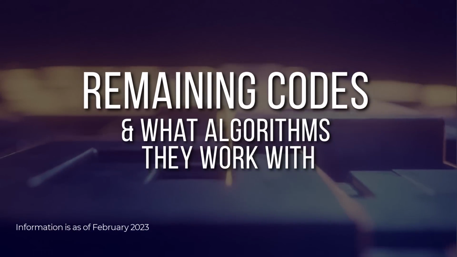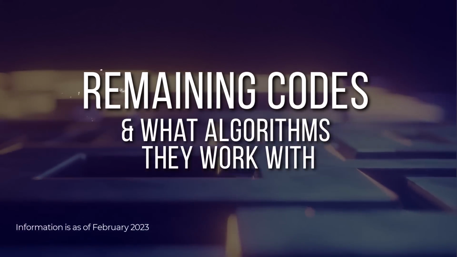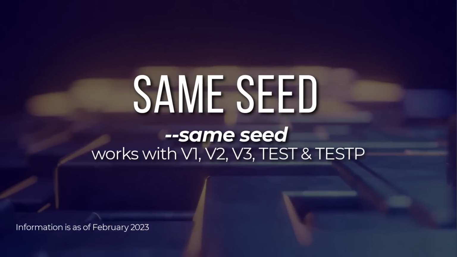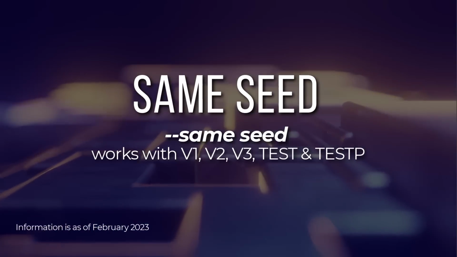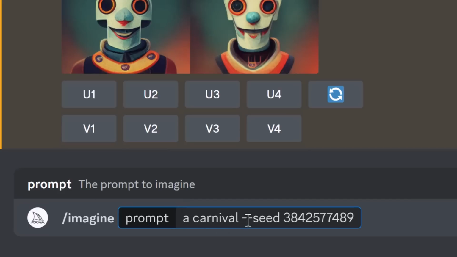So now we're going to explore the codes that don't work with every algorithm. And we're going to start with --sameseed, which works on version 1, 2, 3, as well as test and test P. However, the results with test and test P I haven't found to be as consistent as versions 1, 2, and 3. So if I type in imagine, I put my prompt in there, and instead of seed, I type in --sameseed, and I include a number. Now this number is 10 digits.